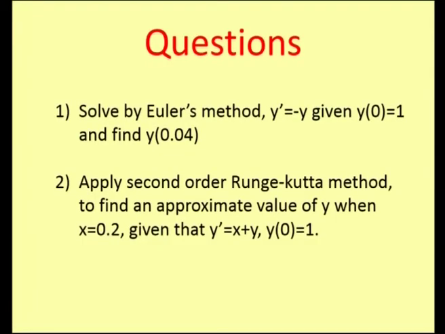Based on the discussion in this session, the following questions may be posed. Solve by Euler's method y dash is equal to minus y, given y of 0 is equal to 1, and find y of 0.04. That is, if you take h is equal to 0.04, then we can solve it by Euler's method. Apply second order RK method to find an approximate value of y when x is equal to 0.2, given that y dash is equal to x plus y, y of 0 is equal to 1.